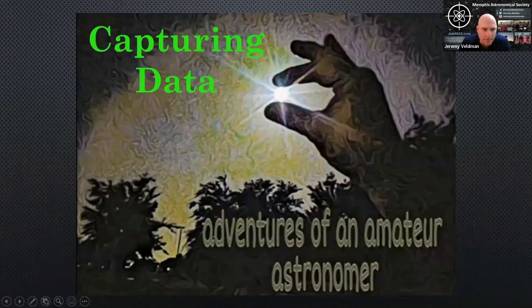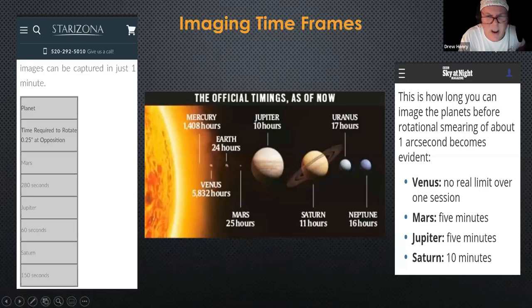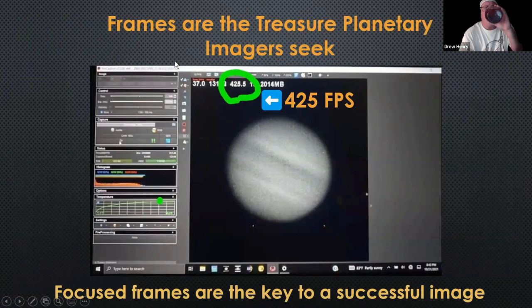Now we're looking at the capturing data. Imaging here, title our time frames. Here's where I was talking about the time frames: 3 minutes for Jupiter and pretty much endless time for Saturn and Mars, 5 to 7 minutes. The goal is the biggest pile of frames you can get that are focused. The bigger the pile of frames, the better your image is going to be. A lot of people say don't go over this, don't go over that. I don't care about that.